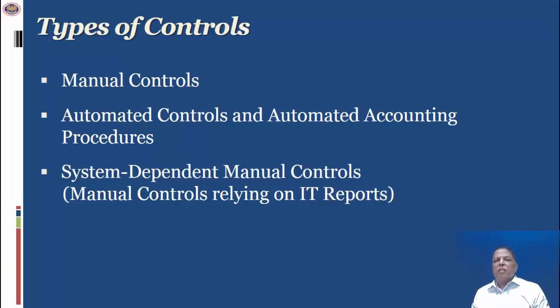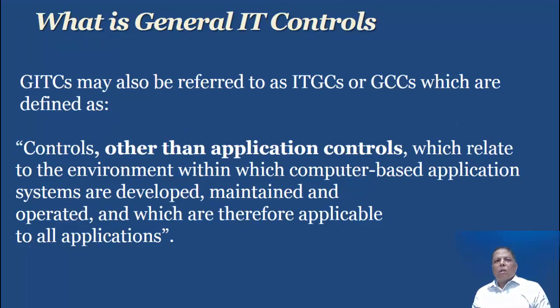And the third bucket is system-dependent manual controls. So these are manual controls. There are sign-offs, but the sign-offs are dependent on reports generated from the IT system. So before we understand how to rely on these controls, let us first understand what are general IT controls.